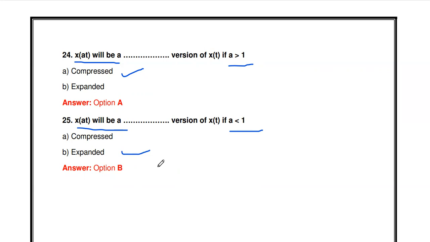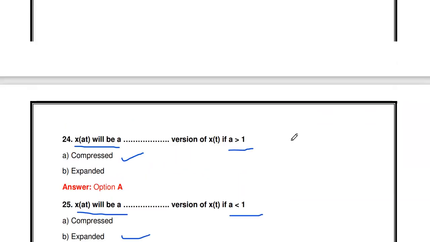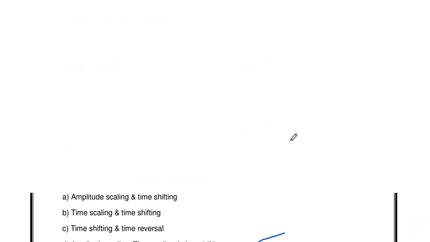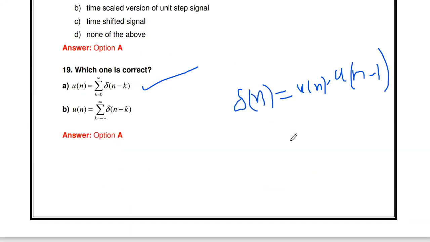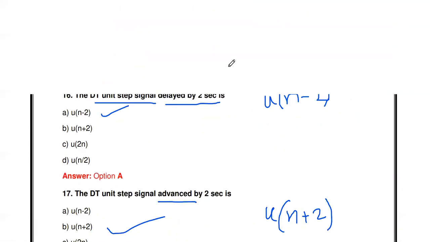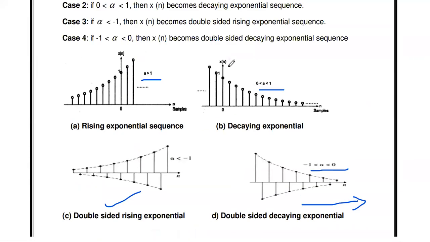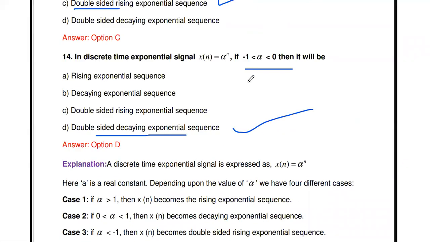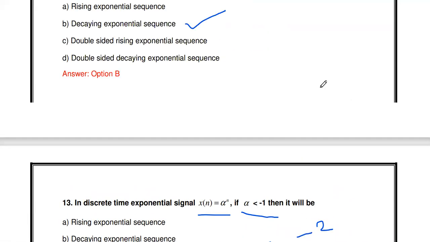So these are some of the questions about discrete time elementary signals and operations performed on the signal. If you want to learn more about the operations on signals and elementary signals, I will give the link in the description box. These topics are already explained individually in the signals and systems playlist, so you go and learn.